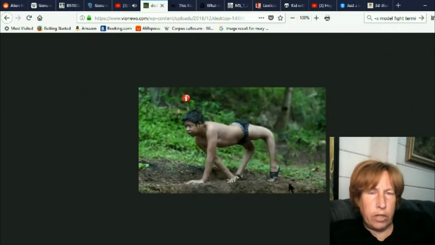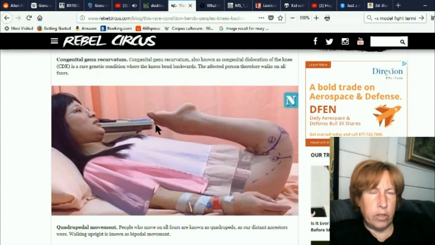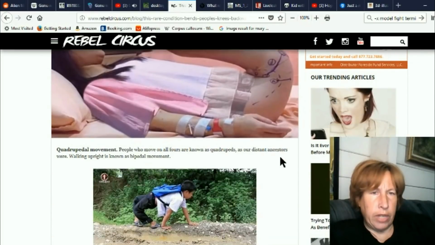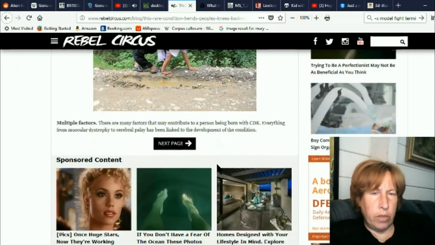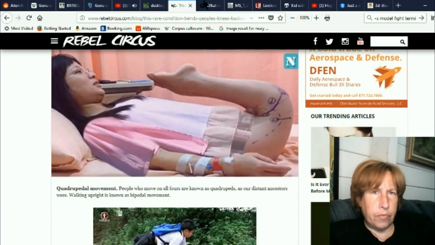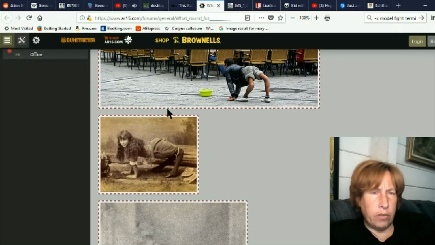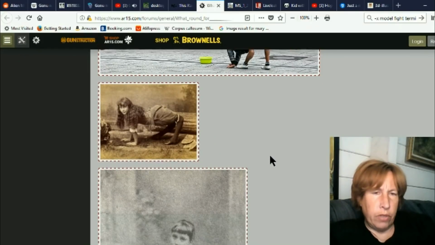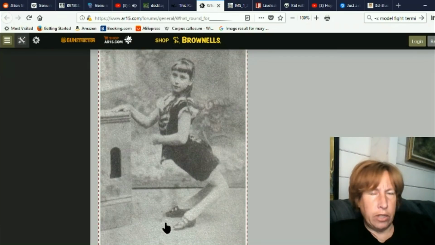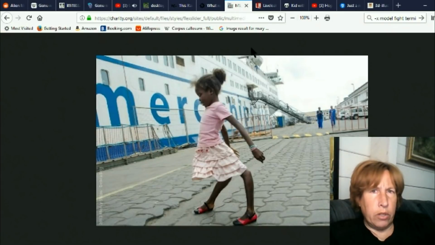Okay, so here's another child with a more severe case walking here. And here's another example of a young lady who has a very severe case, showing a child with it. Another child. Here's a historical case of somebody that I guess was fairly famous in the past. You can see a lot of these people can walk on two legs fairly well. They're actually pretty stable on the two legs.